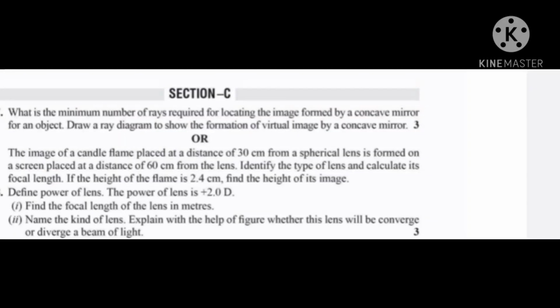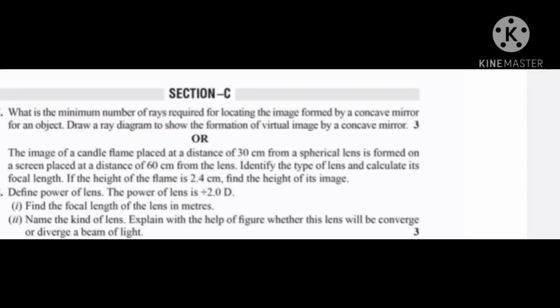So 3-mark question. What is the minimum number of rays required for locating the image formed by a concave mirror for an object? Draw a ray diagram to show the formation of a virtual image by a concave mirror. So symbol only, you have to do that. Or, the image of a candle flame placed at a distance of 30 cm from a spherical lens is formed on a screen placed at a distance of 60 cm from the lens. Identify the type of lens and calculate its focal length. If the height of the flame is 2.4 cm, find the height of its image.